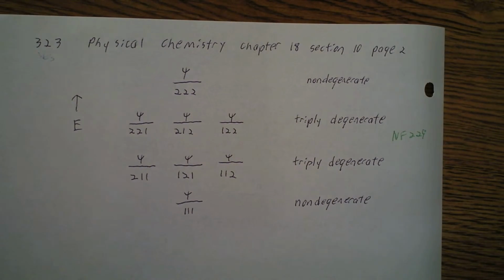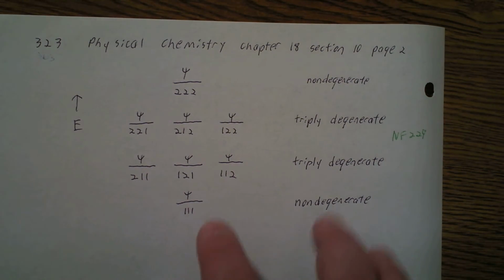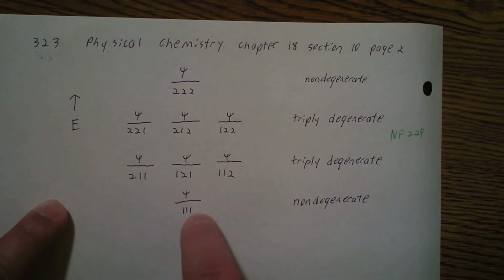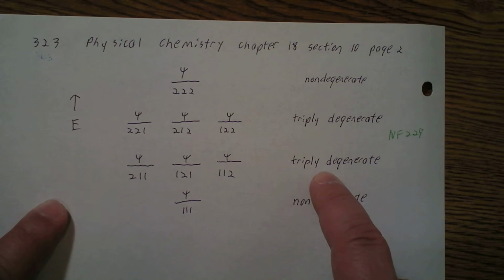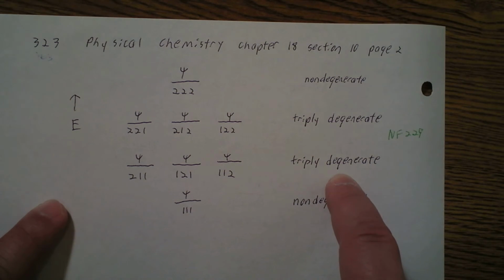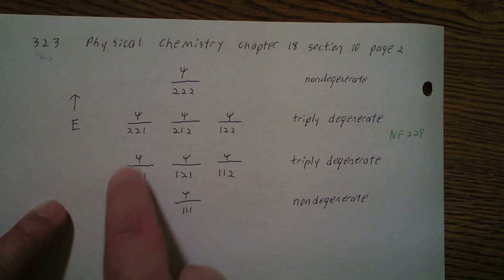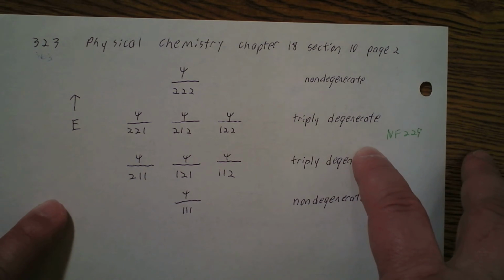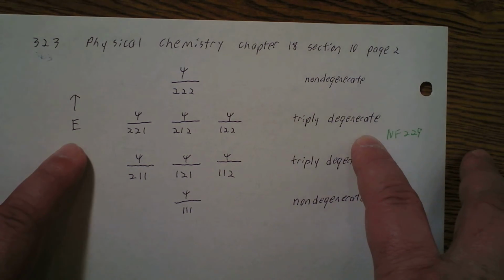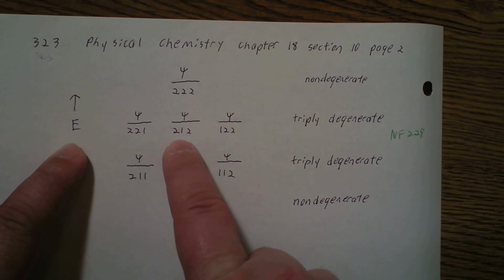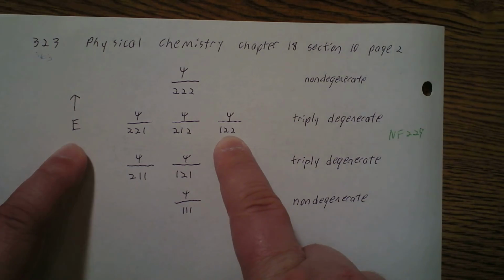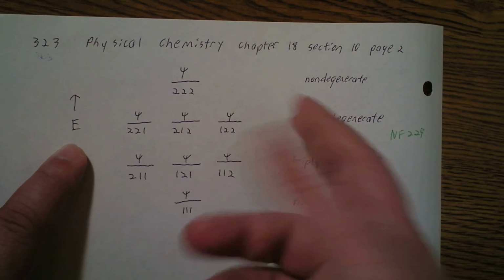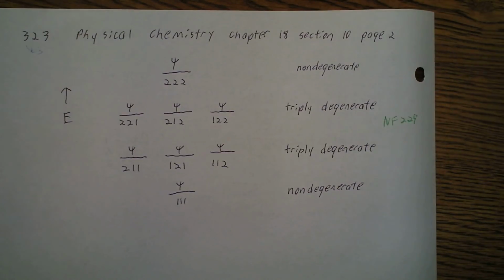So here's what it looks like. Here's energy. The first energy level is non-degenerate because we only have psi 1,1,1. And then the next energy level up is triply degenerate because we have psi of 2,1,1, 1,2,1, and 1,1,2. And then the next energy level up is also triply degenerate because we have psi 2,2,1, 2,1,2, and 1,2,2. But then the next energy level up is 2,2,2 because there's only one way to do that. That's all for section 10.